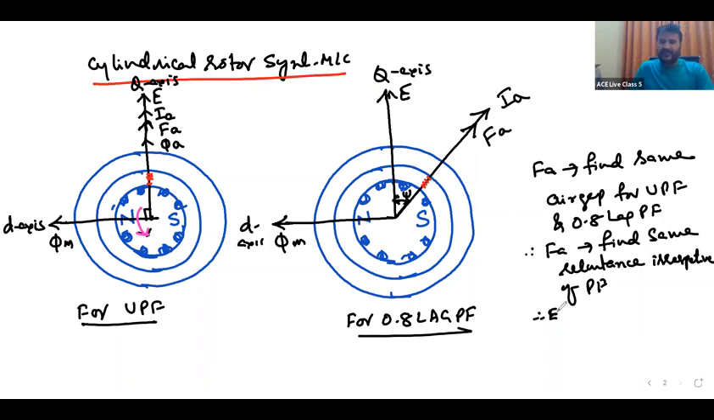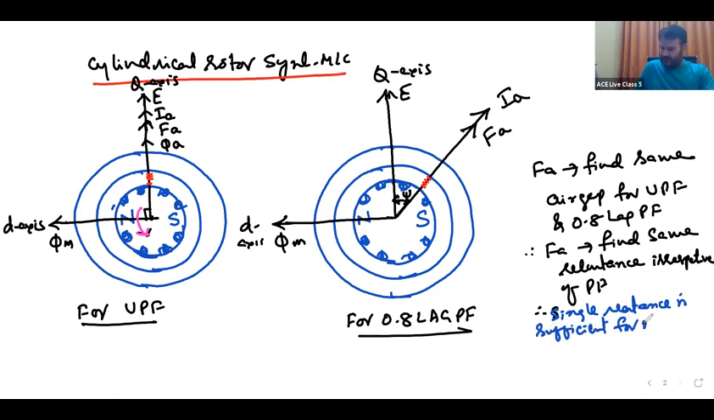Therefore, the effect of armature reaction, wherever the position may be, for any power factor, the air gap is same and the reluctance is same. Therefore, one single reactance is sufficient. Reluctance is same, so a single reactance is sufficient for modeling the armature reaction.